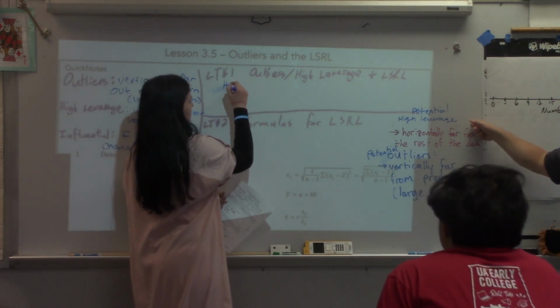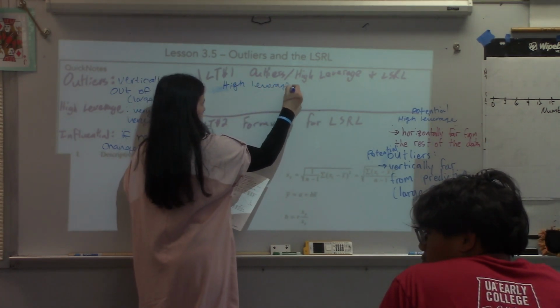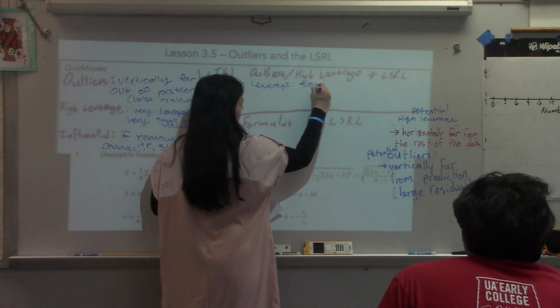affect the slope, outliers mostly affect the y-intercept. High leverage affect the slope.